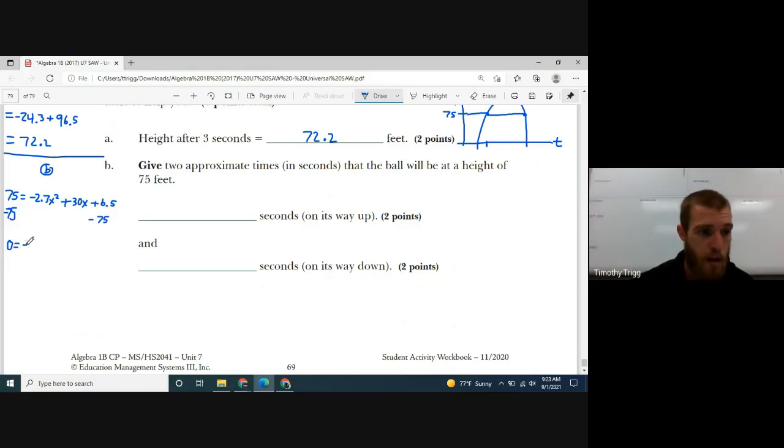0 equals negative 2.7 x squared plus 30x, and then 6.5 minus 75 is negative 68.5.